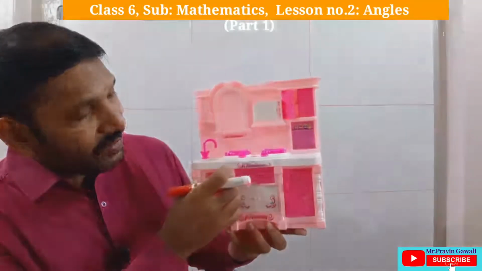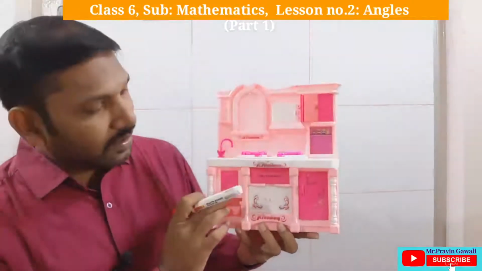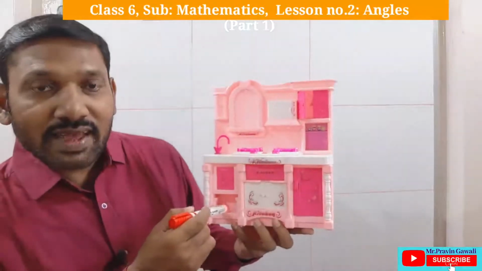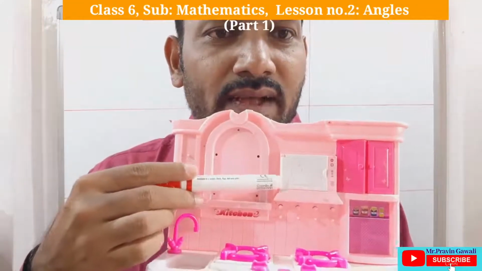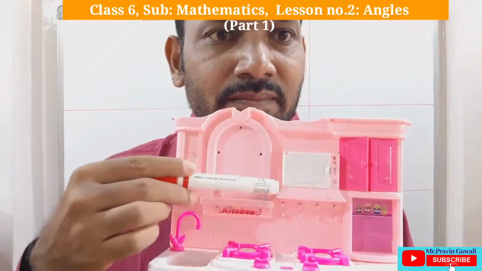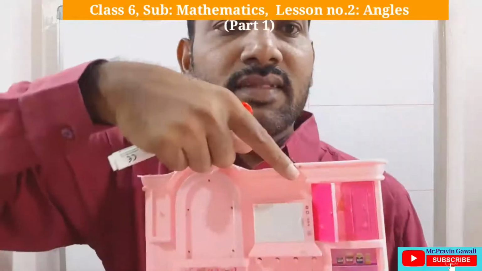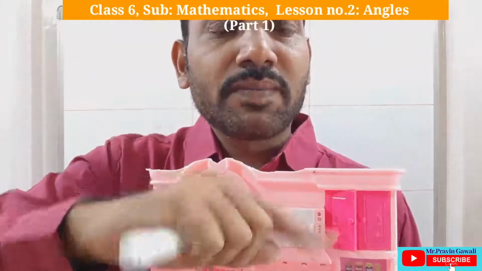See, here is a door, so here we can see an angle. Okay students, so here also we can see an angle, here also the things are forming an angle. This is also an angle. See this one, isn't it? You can see it here this way. So here also an angle forms.